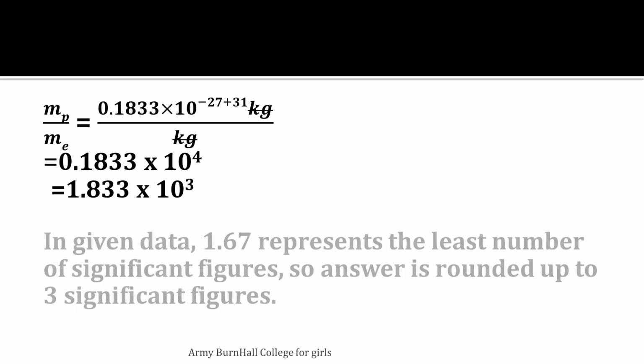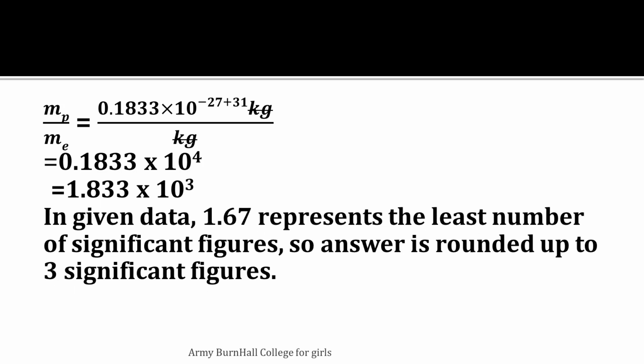Now, what will happen in the given data? 1.67 represents the least number of significant figures. So, the answer is rounded up to 3 significant figures. In division we know that the answer is rounded up to the least number of significant figures present in the given values. So, we can write the ratio between the mass of proton and electron as 1.83 into 10 to the power 3. So, the answer is rounded up to the appropriate number of significant figures.